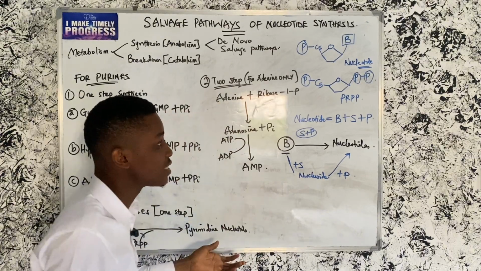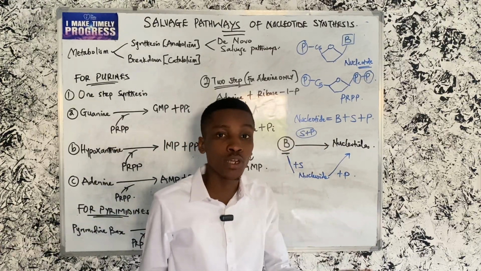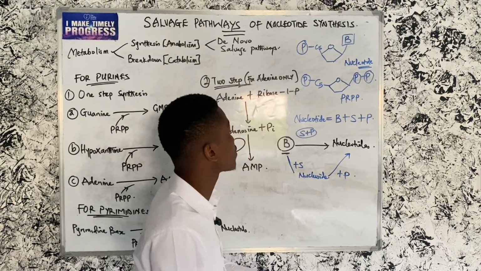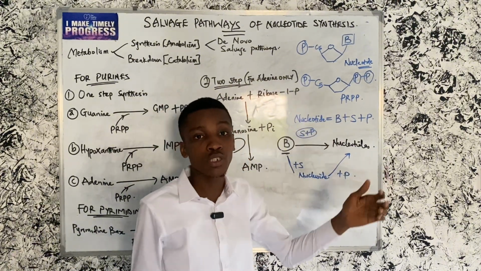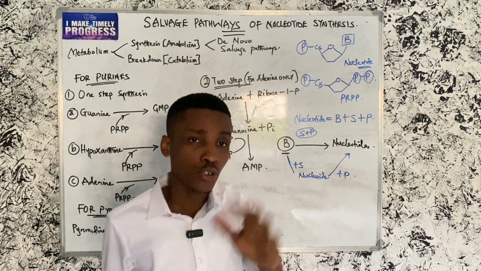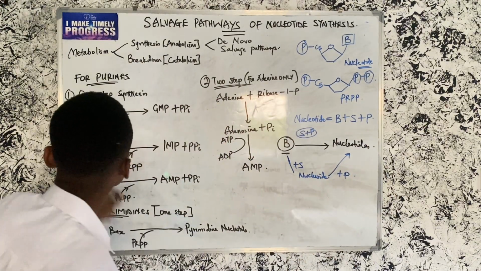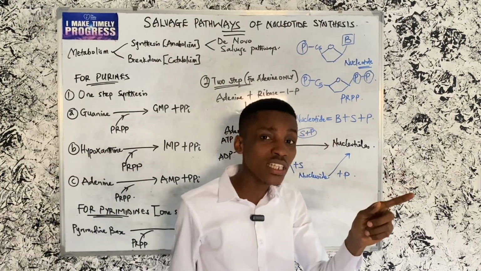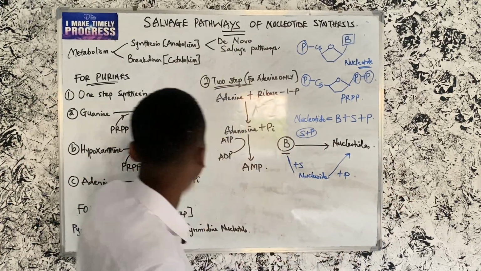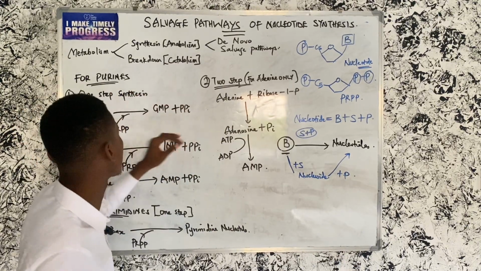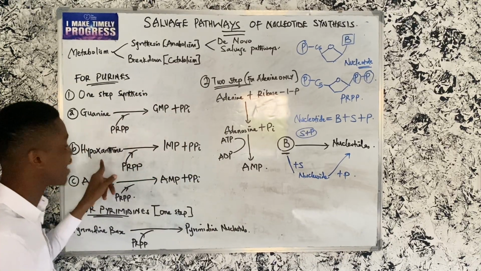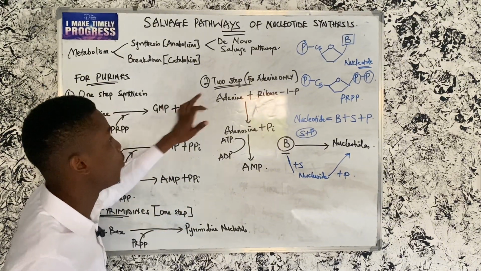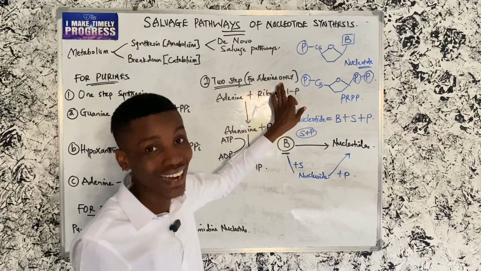Now, the name of the enzyme for that one-step reaction will always be, what is it transferring? It's transferring phosphoribosyl. So the name will always be phosphoribosyl transferase. So very quickly, let's look at it. For purines, there are two ways of synthesizing: one-step synthesis and two-step. One step can be done by all purines, commonly guanine, adenine, and even hypoxanthine. They can all do one step, but two-step can only be done by adenine.